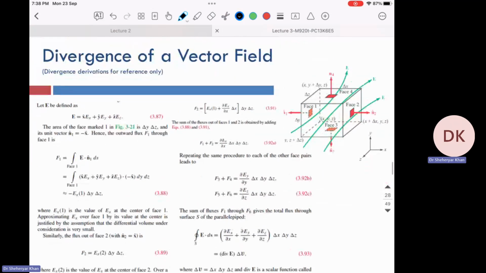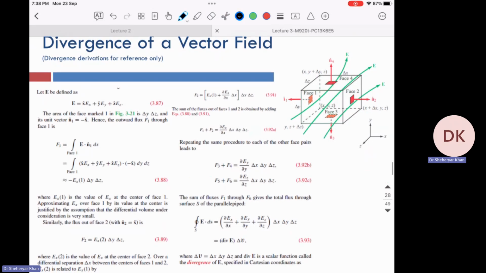Now look at this. Although this is a derivation, I don't expect you to memorize this. Please listen very carefully. I do not expect you to memorize this, but at least you should have an idea how the divergence is computed from any phenomena. So this actually combines all the previous concepts into one formula.